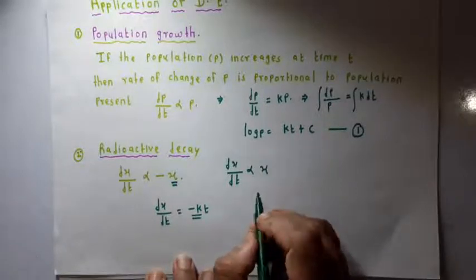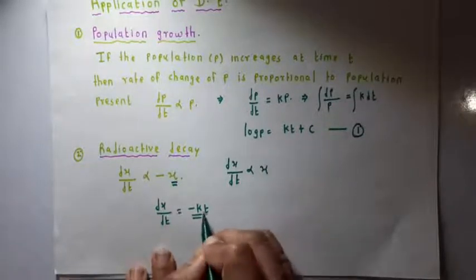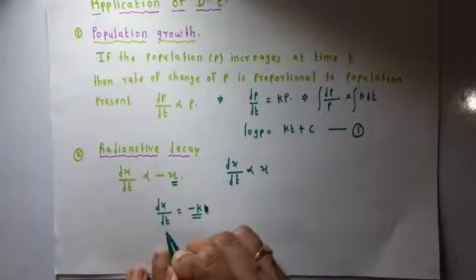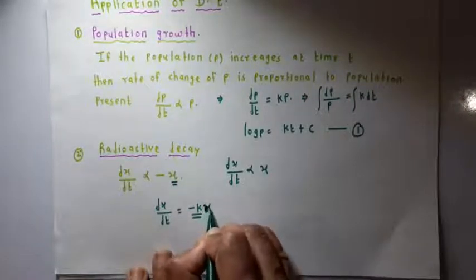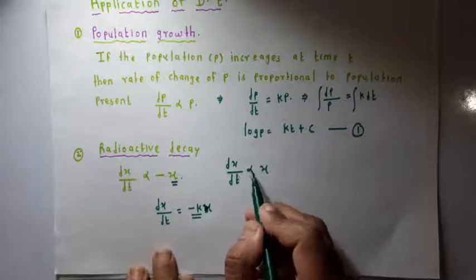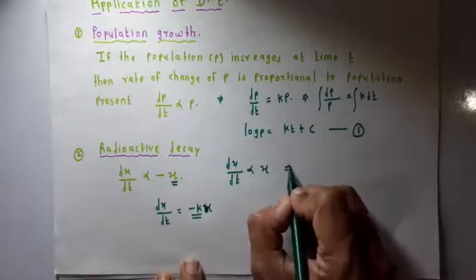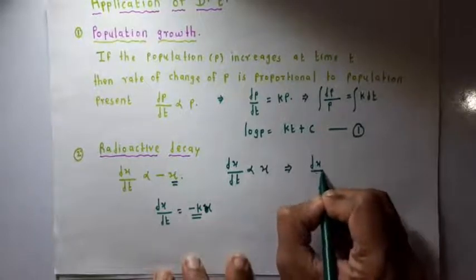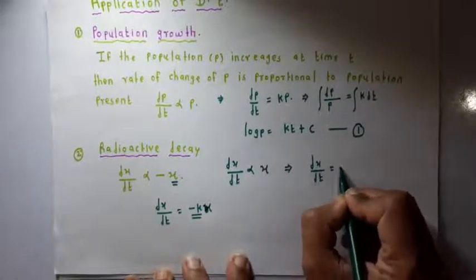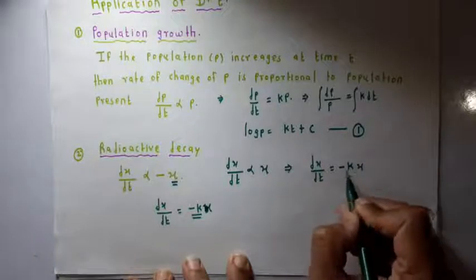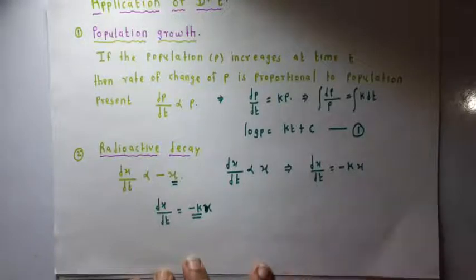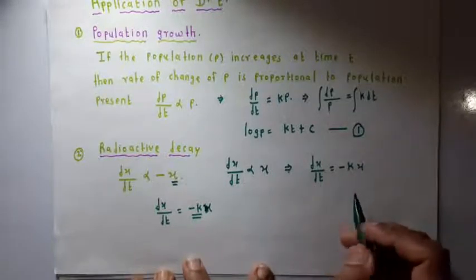Therefore dx upon dt equals minus k into x, not k into t. This is dx by dt proportional to x, which implies dx upon dt equals minus kx. The negative sign indicates the mass is decreasing continuously with respect to time.